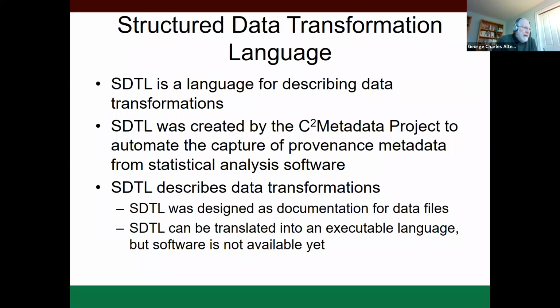So SDTL is a language for describing data transformations. It was created by the C2 Metadata project because the goal of that project was to automate the capture of provenance metadata. In particular, provenance metadata coming from statistical analysis software, such as SPSS, Stata, and so on, that are very heavily used in the social sciences.